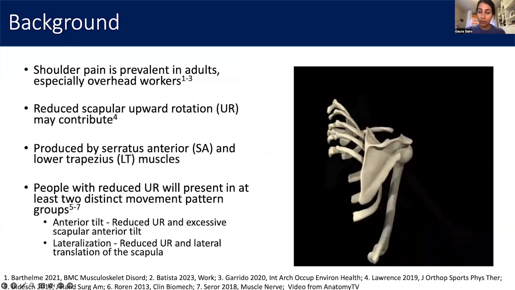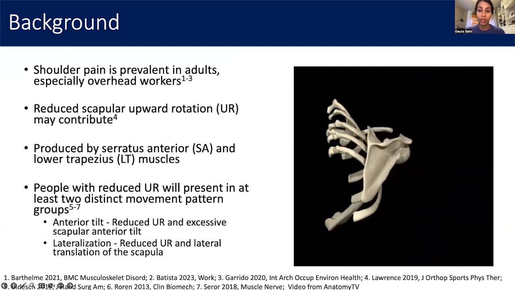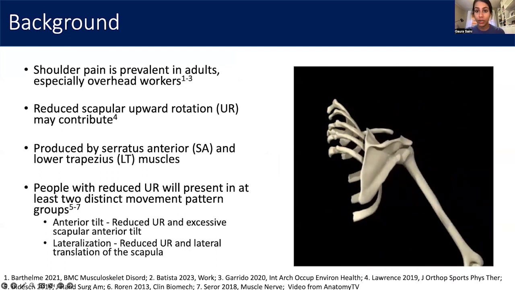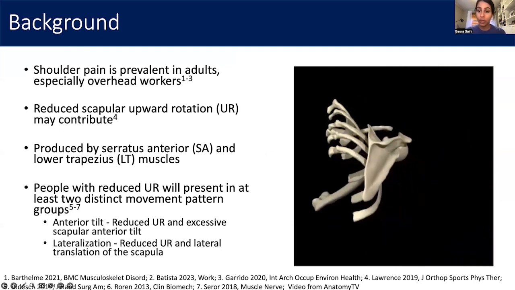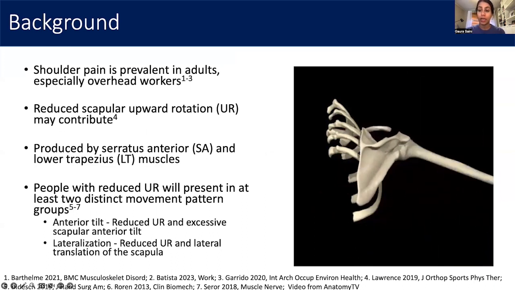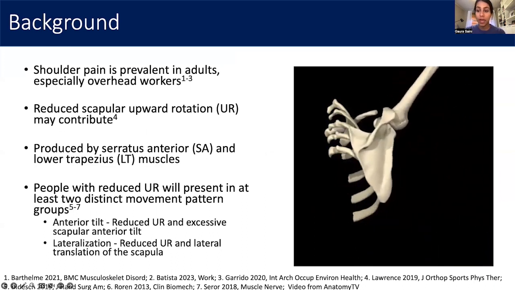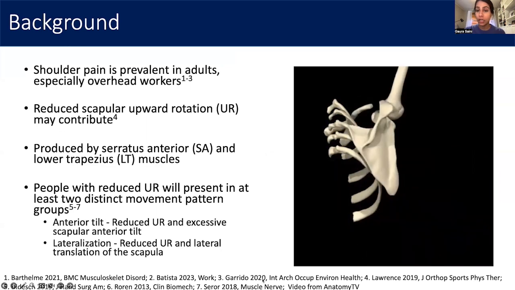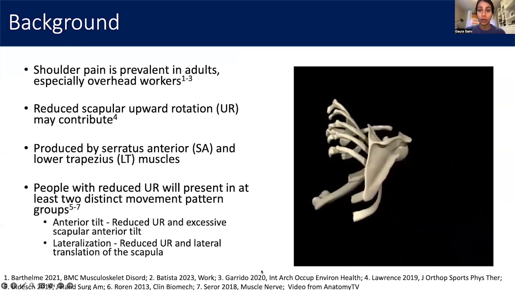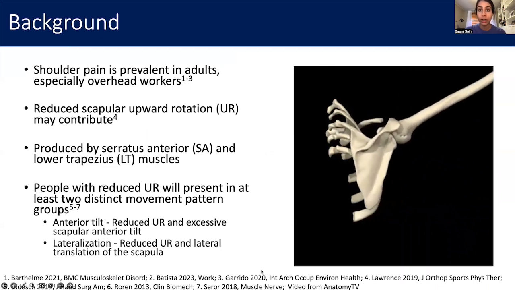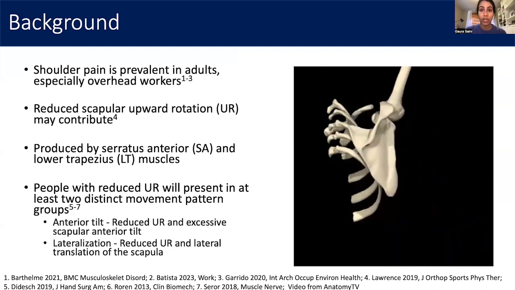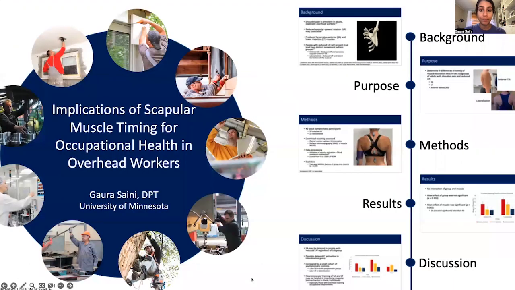And there's two muscles in particular that produce upward rotation, and those are the serratus anterior and lower trapezius. Based on those muscles' actions, we expect that people with reduced upward rotation will present in at least two distinct movement pattern subgroups. One being an anterior tilt pattern where the bottom of the shoulder blade tips away from the rib cage, and the other being a lateralization pattern where the shoulder blade actually translates out to the side. And I'll show videos of those in just a moment.